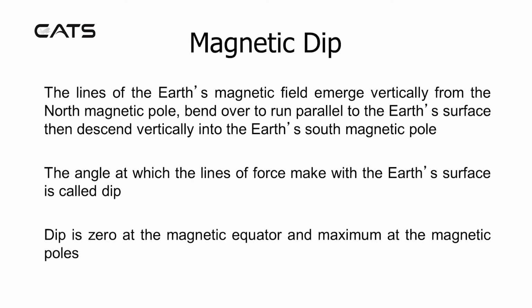Magnetic dip. The lines of the Earth's magnetic field emerge vertically from the north magnetic pole, bend over to run parallel to the Earth's surface, then descend vertically into the Earth's south magnetic pole. The angle at which the lines of force make with the Earth's surface is called dip. Dip is zero at the magnetic equator and maximum at the magnetic poles.